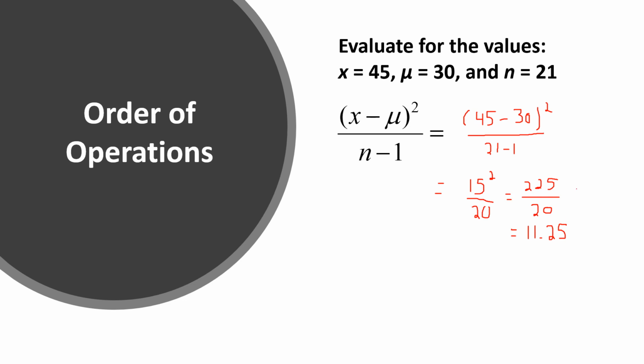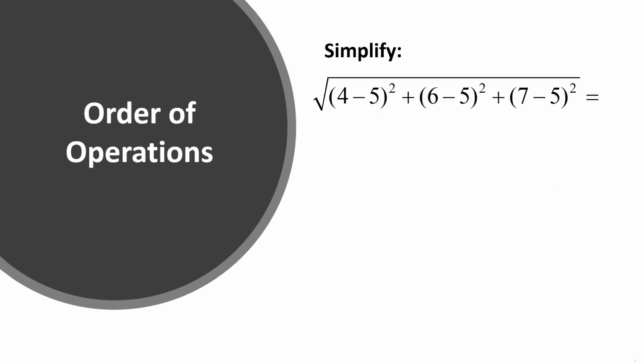Let's do another one. Simplify this expression. So we have 3 parentheses all being squared, and then finally that sum is under the square root symbol. So we will finally, last step, take the square root of the sum. Doing parentheses first, we get 4 minus 5, which is a negative 1, and that is being squared.